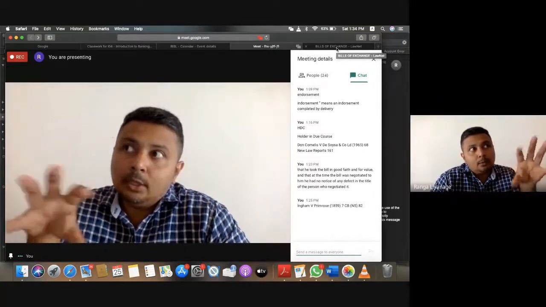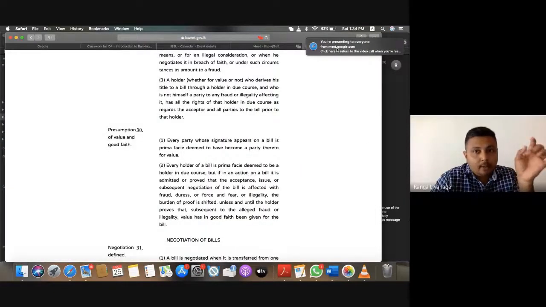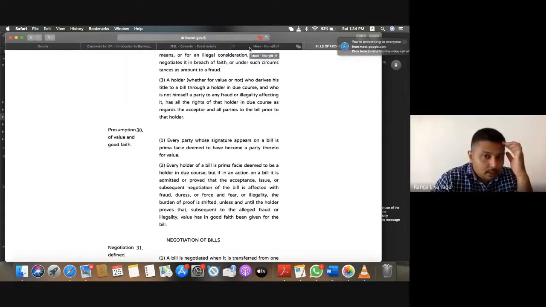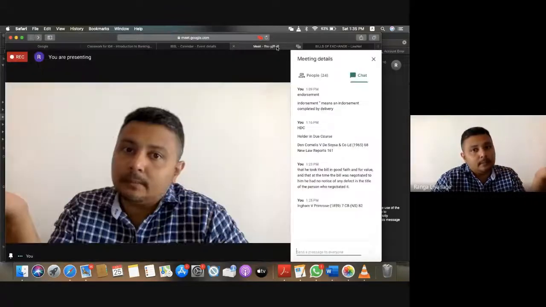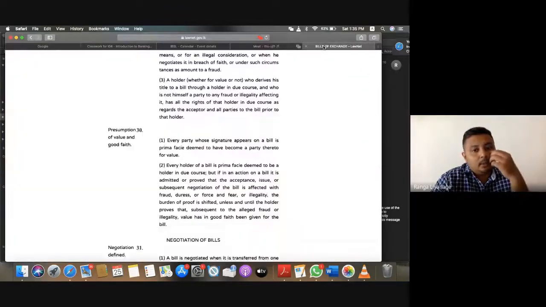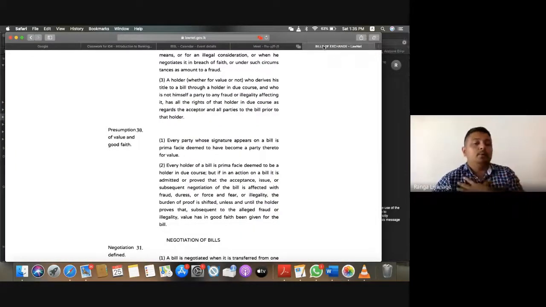The law assumes or presumes good faith and value. However, if I prove that there was fraud, duress or force, the burden of proof on value and good faith shifts to the other person, right? It's important that you are aware of it. Unless and until the holder proves that subsequent to the alleged fraud or illegality, value has in good faith been given for the bill, right? So keep those in mind.